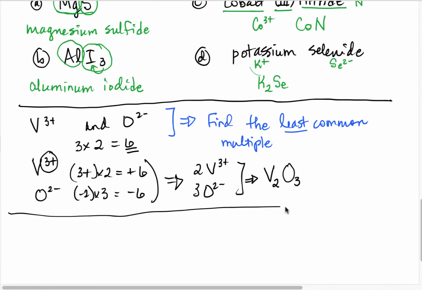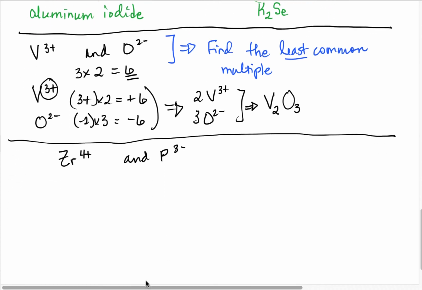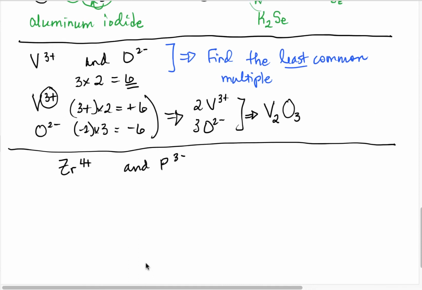Go ahead and try another example. If we have Zr4 plus and P3 minus, pause the video and come up with that compound. Okay, hopefully you came up with Zr3P4 because our least common multiple this time is going to be 12.